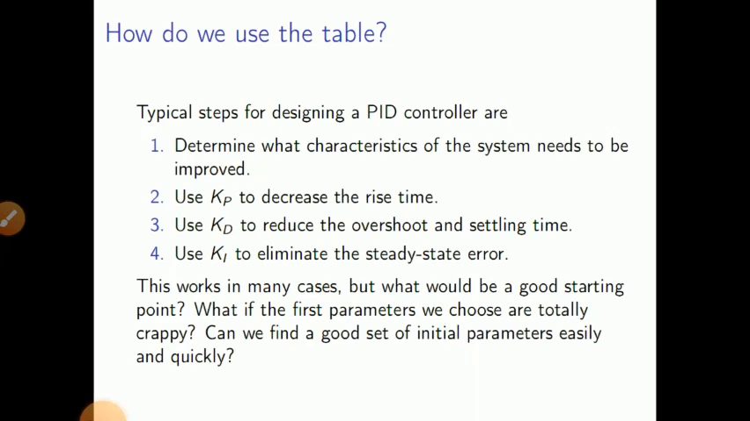This works in many cases, but what should be a good starting point? What if the first parameters we choose are totally off? Can we find a good set of initial parameters easily and quickly? These are the questions. We are going to set the parameters Kp, Kd and Ki. Can we set these parameters easily and quickly? Is it possible?